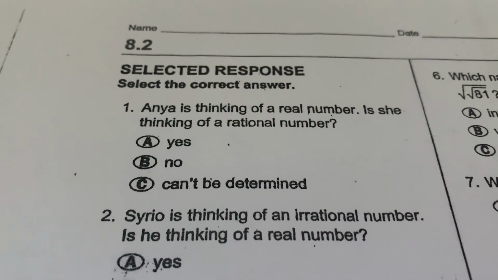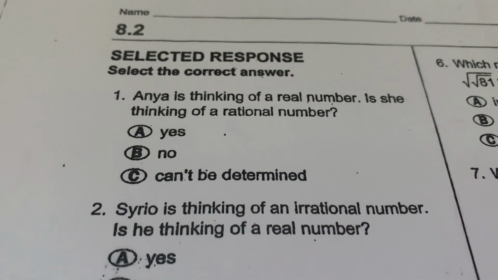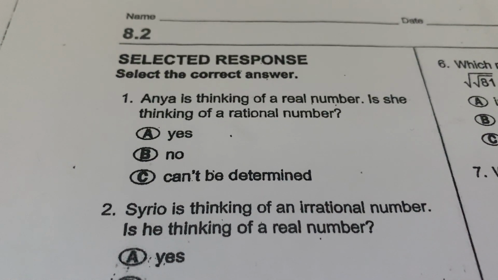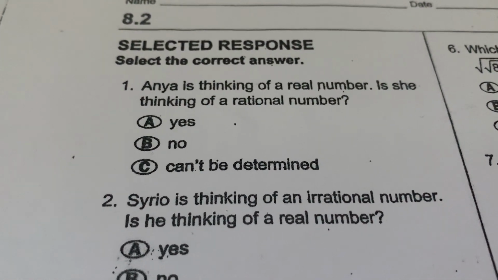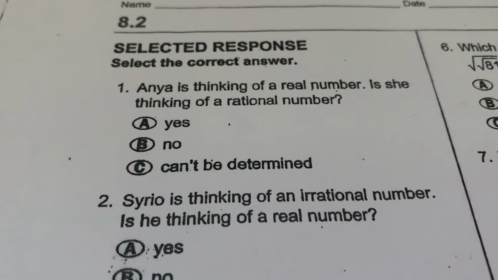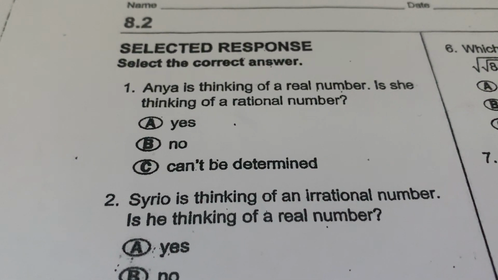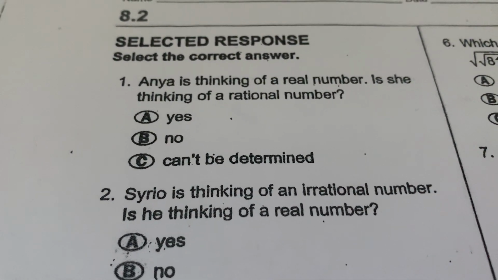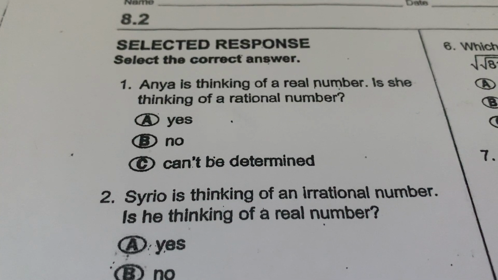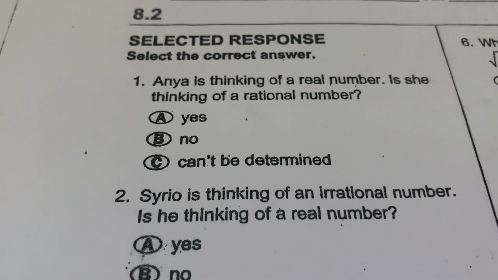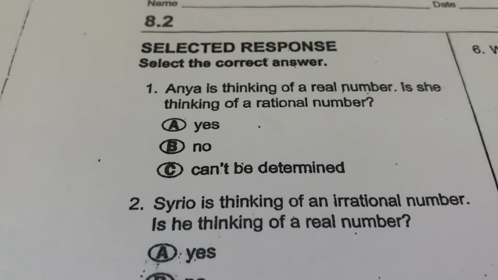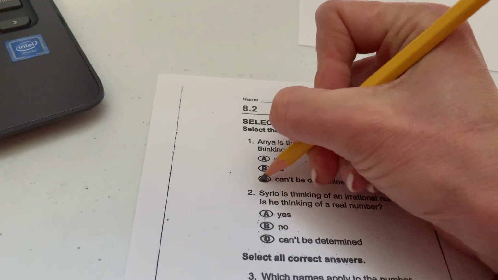The very first question says, Anya is thinking of a real number. Is she thinking of a rational number? Well, since we don't know what number specifically Anya is thinking about, we really can't answer this question because it could be rational, it could be irrational. So the best answer for this one is C, can't be determined. So let's mark letter C.